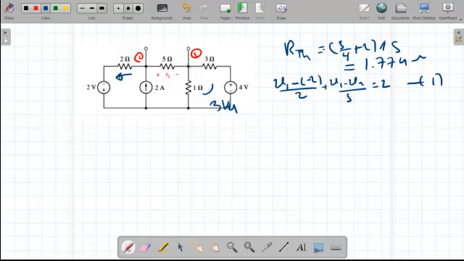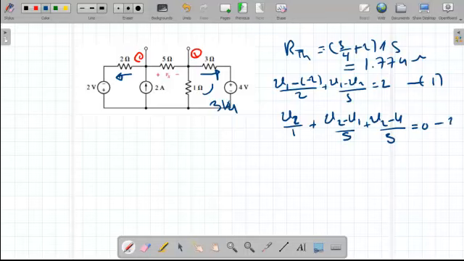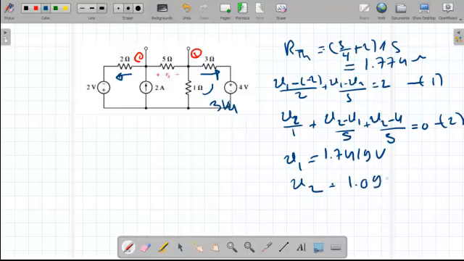My second equation is V1 over 1 plus V2 over 1, plus (V2 minus V1) over 5, and plus this current, (V2 minus 4) over 3. There is no current entering this node, so it's equal to 0. So we have two equations. After we solve them, V1 becomes 1.7419 volt and V2 equals 1.0968 volt. So V Thevenin will be just the difference between them.